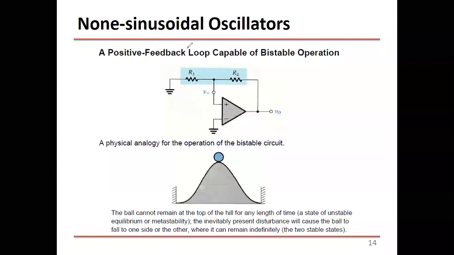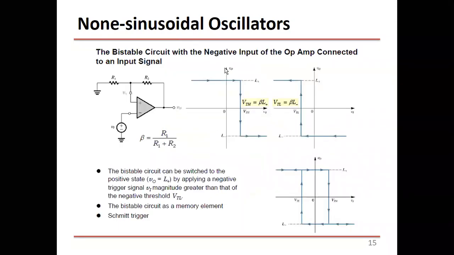Now let's see how to use this in a useful circuit. We have removed the ground from the negative terminal, and we applied a certain voltage. We assume that V negative is V input. Now, how do we find the output with respect to the input? We need to find the input-output characteristic: V out as a function of V input, knowing that beta is R1 over R1 plus R2.